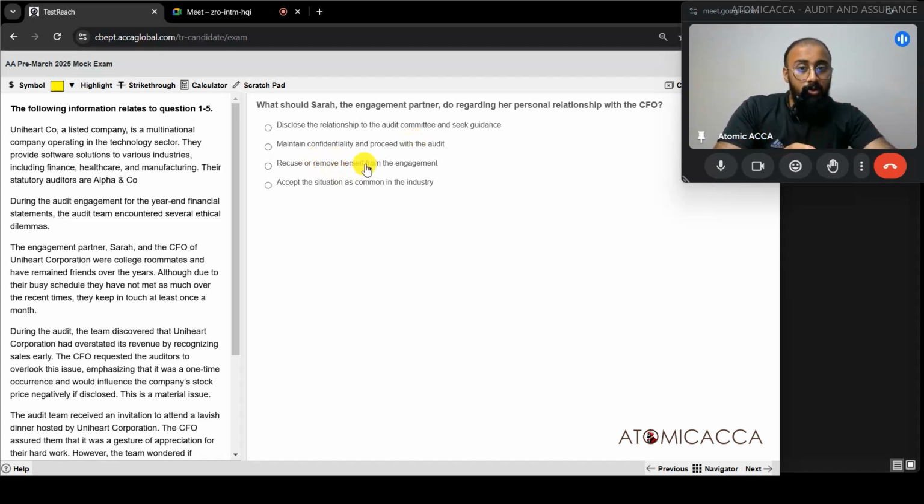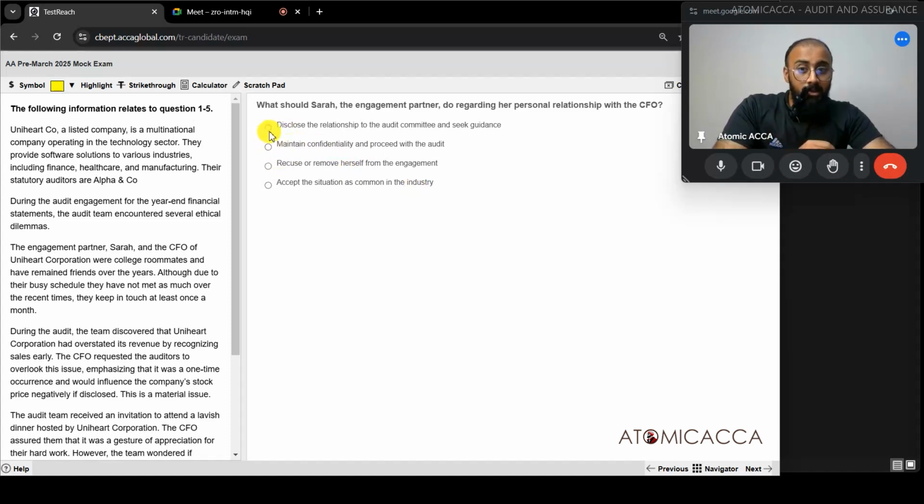Recuse or remove herself from the engagement. That is, the engagement partner can back themselves out from the engagement and stay away from it. They don't have to reject the audit or anything, but she can back away from that particular engagement. Now, that is possible. Accept the situation as common in the industry. That's definitely not okay.